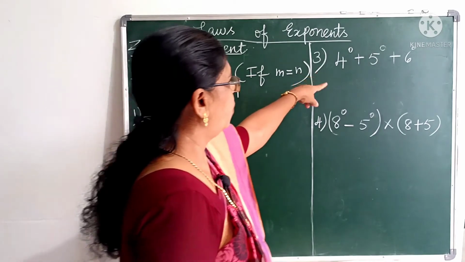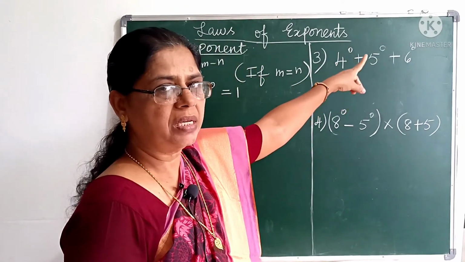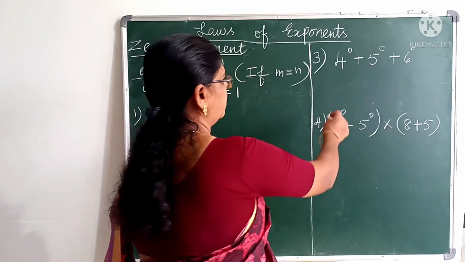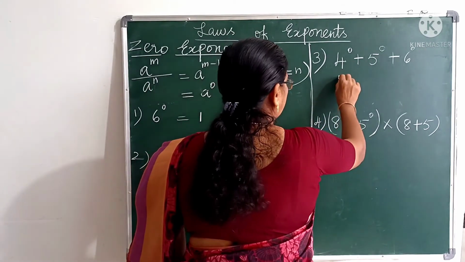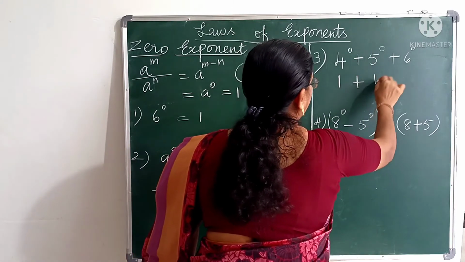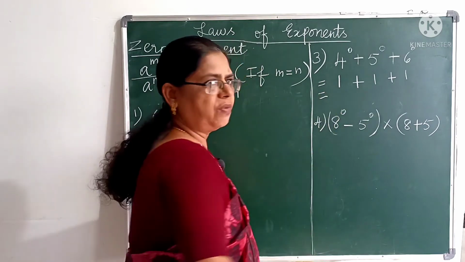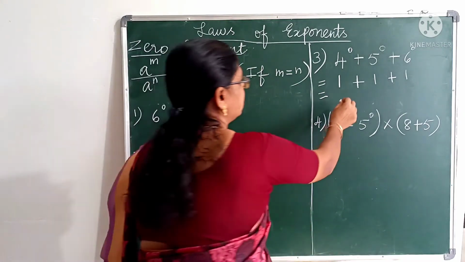Next one. 4 power 0 plus 5 power 0 plus 6 power 0. So 4 power 0 value is 1. 1 plus 1 plus 1. So what is 1 plus 1 plus 1? It is 3.